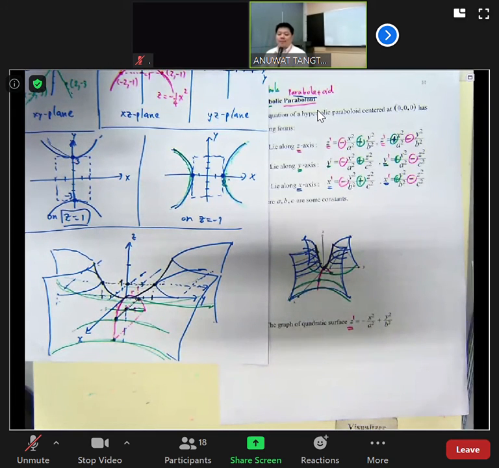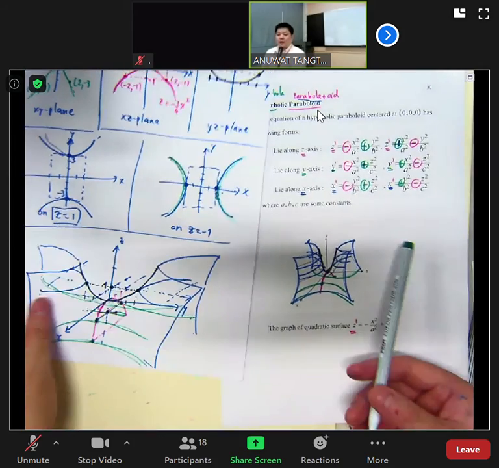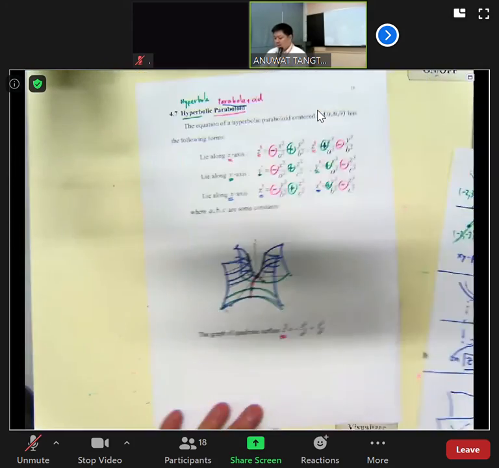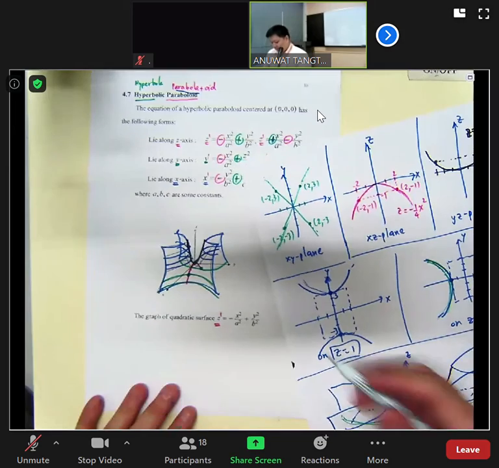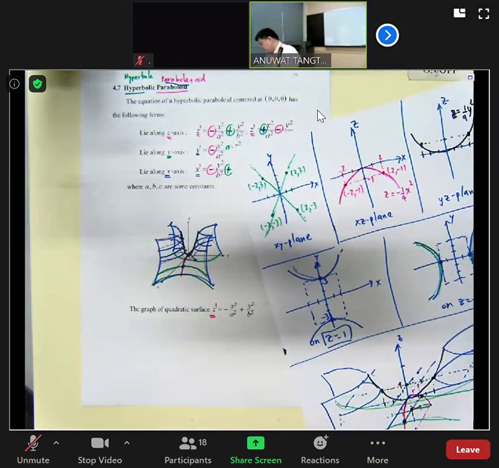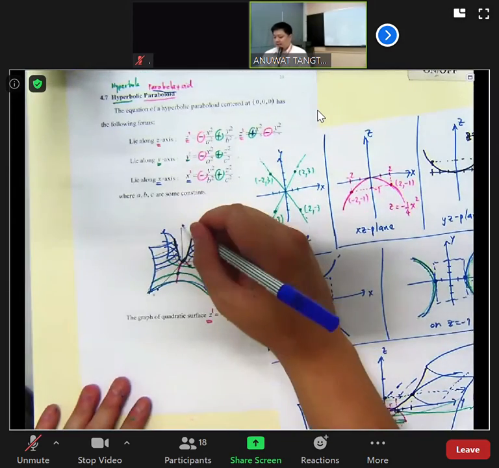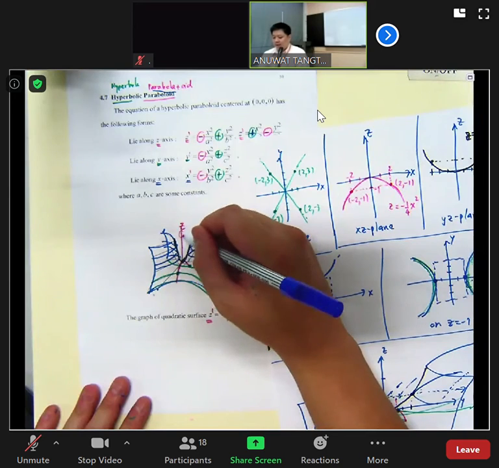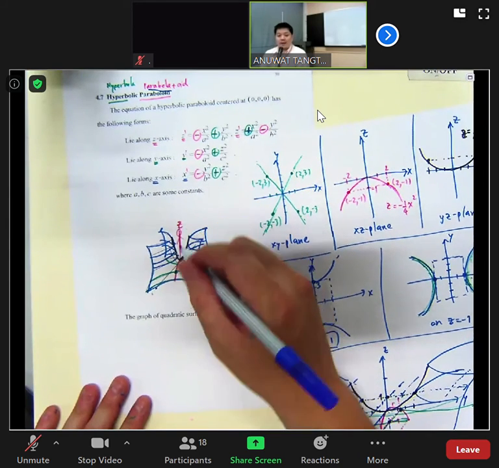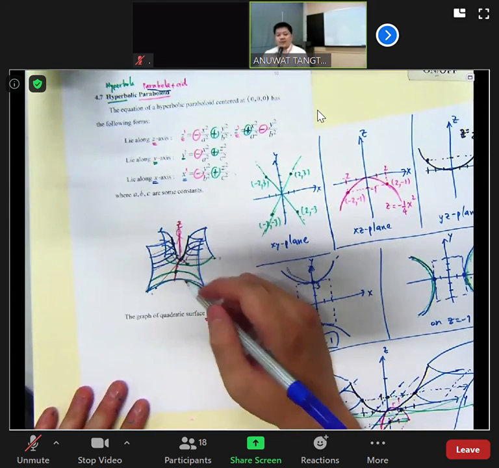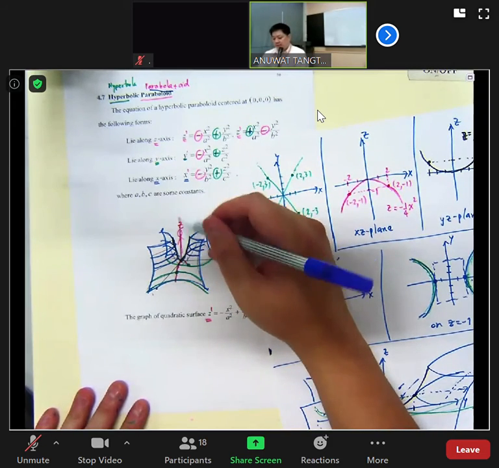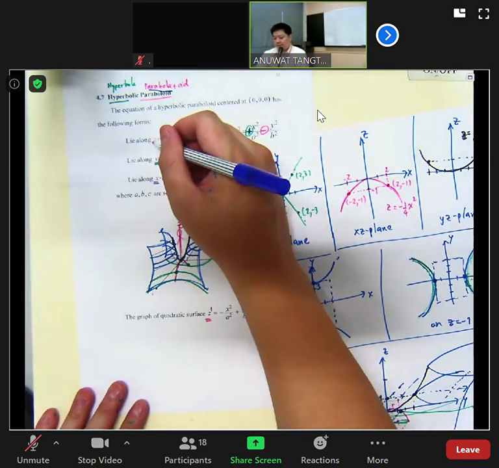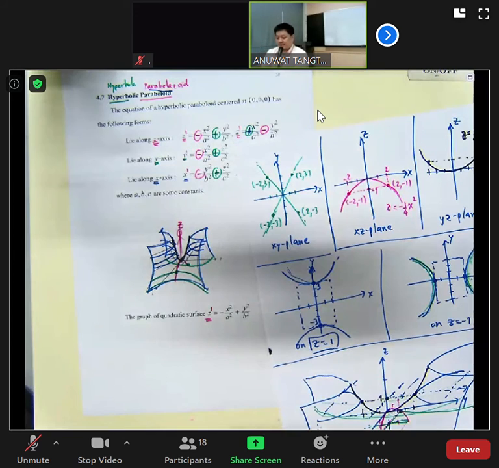That is the hyperbolic paraboloid lying along the z-axis. Okay, so you can think of it like lying along the z-axis here. You can think of it like this: we have a man sitting on a horse, and the body of the man here would be the z-axis, which is the axis that it lies along.